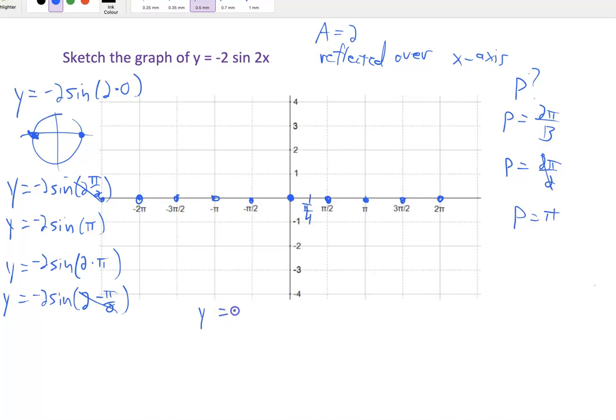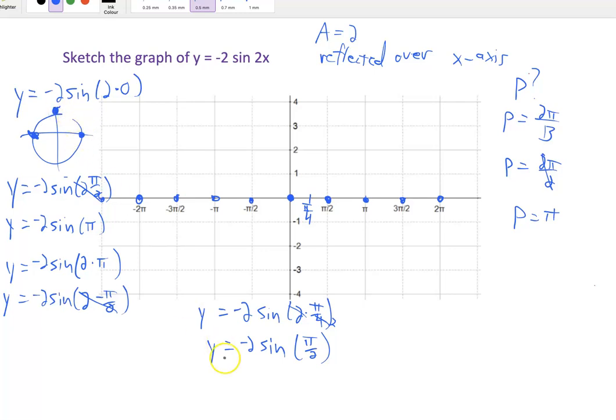Y equals -2 times the sine of 2 times, what did we just say? Pi over 4. Let's do some simplifying. Y equals -2 sine of, the 2 cancels, and I'm left with the 2 here. So I'm really looking at the sine of pi over 2. Okay, where's the sine of pi over 2? That's up here. It's 1.